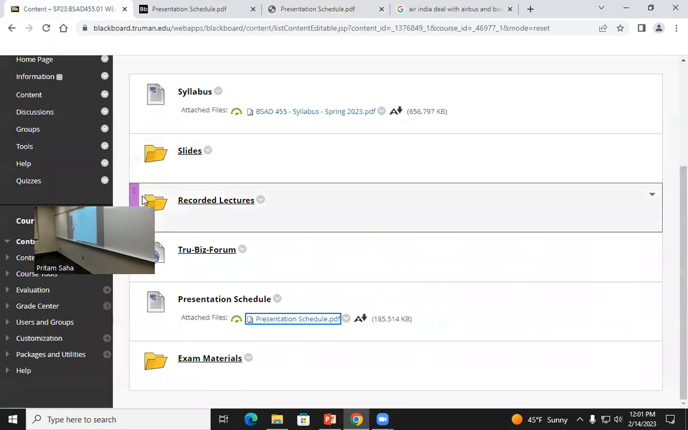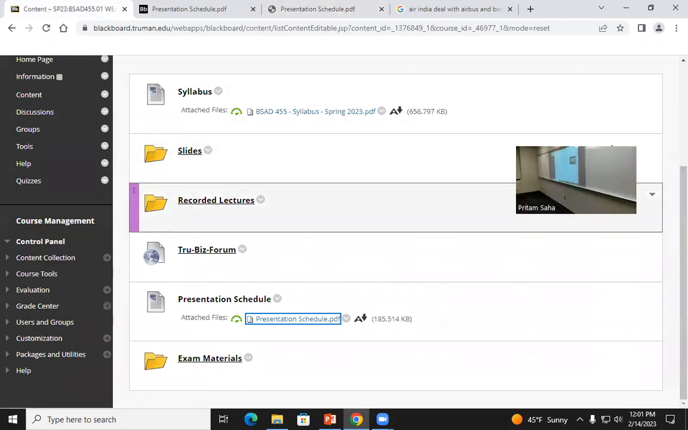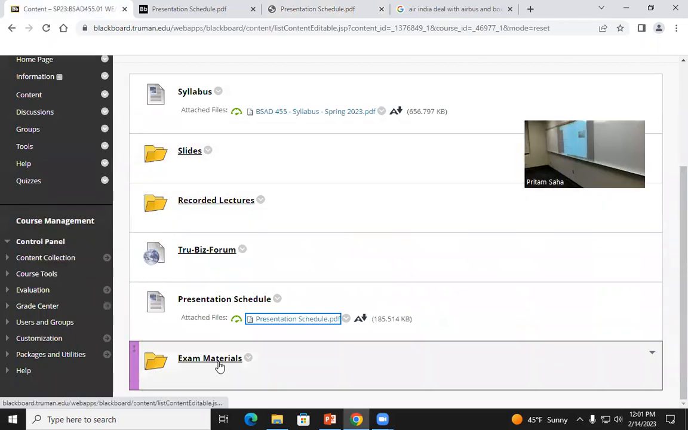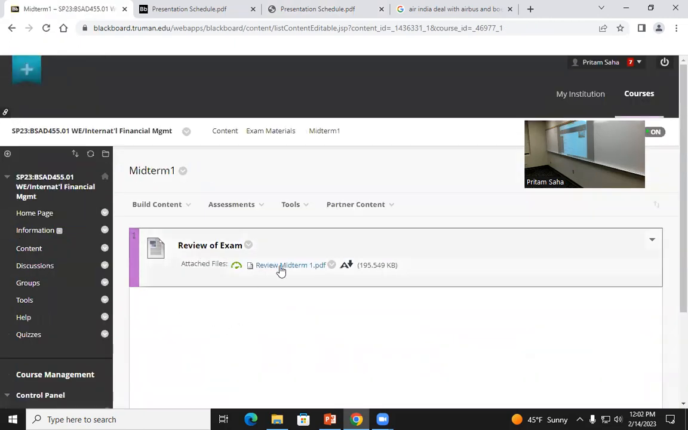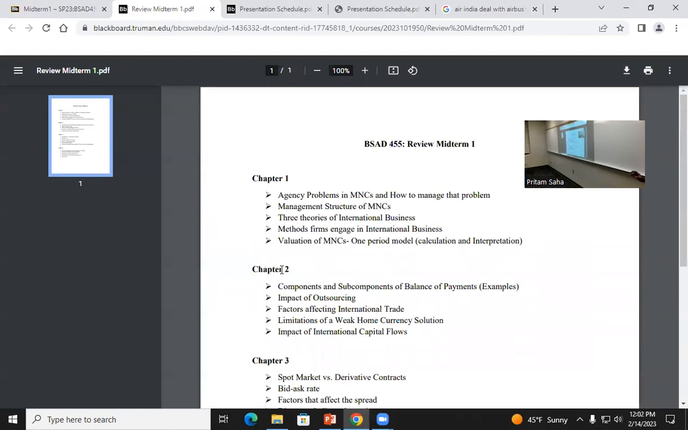Second important information. We have midterm next week, right? I uploaded the guidelines which you can follow if you want to prepare for the midterm. I have not uploaded any formula sheet because there is only one formula needed for the midterm. All other calculations are very easy. You will not need any formula.